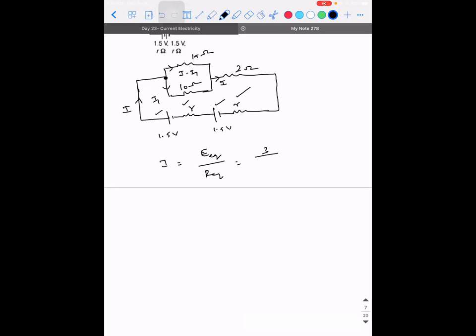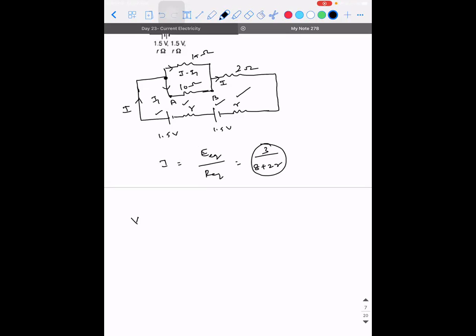3 divided by 8 plus 2R. So this is the total current. Now the potential difference across the 10 ohm resistor is how much?